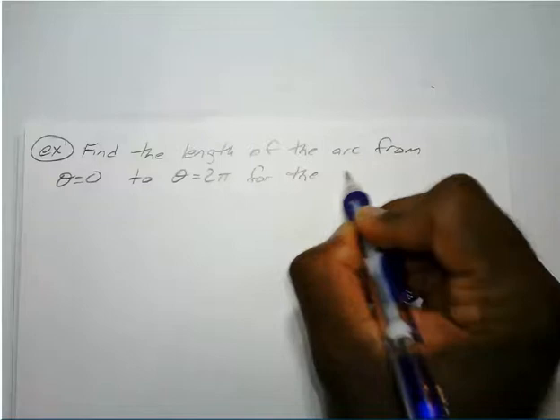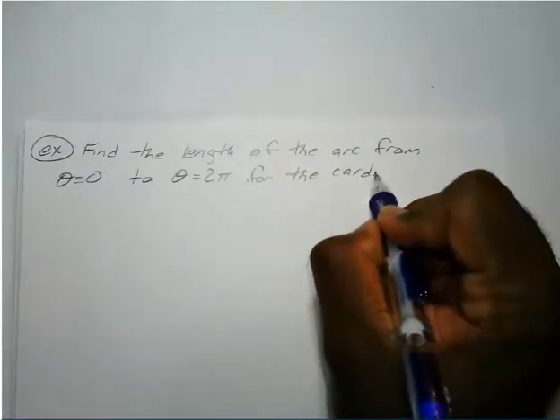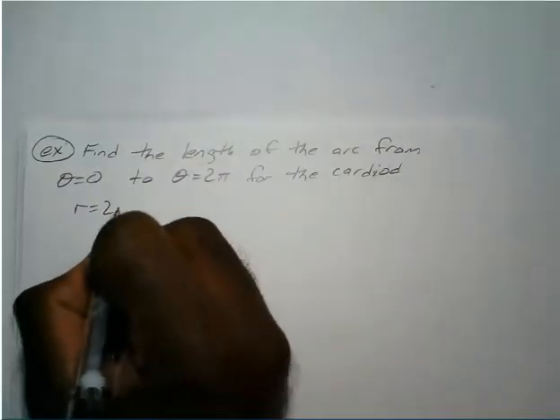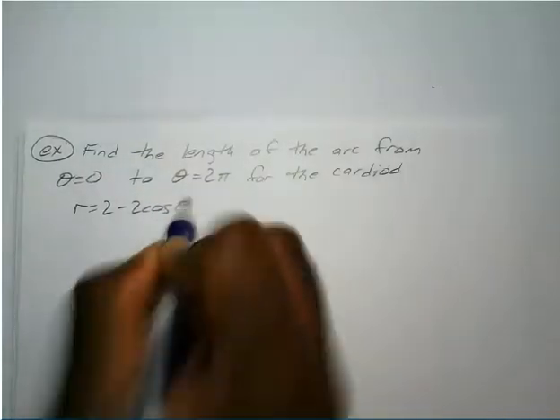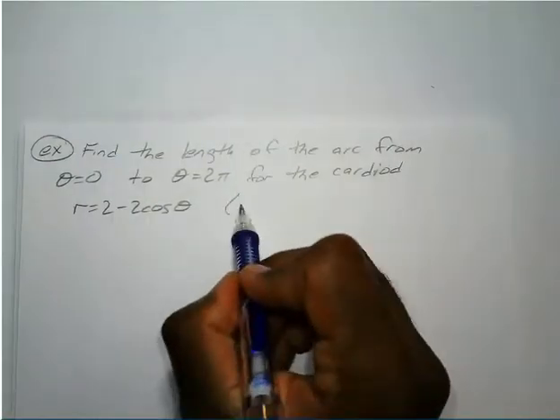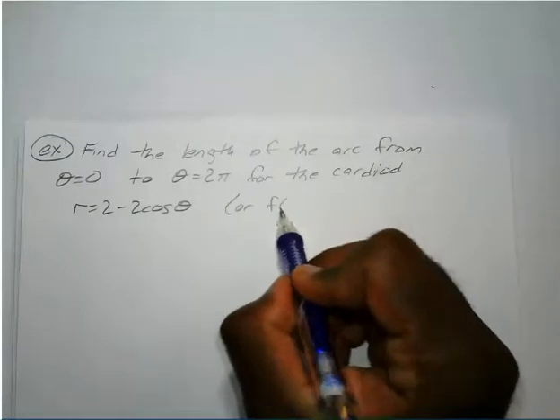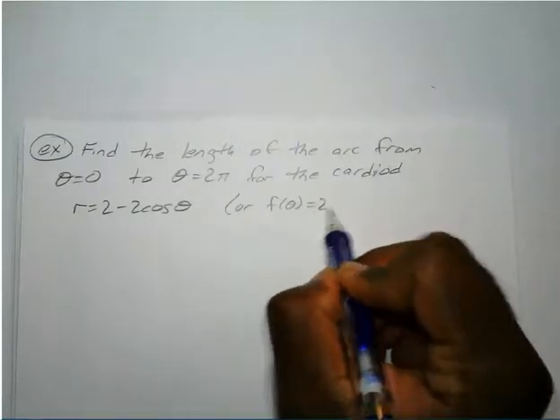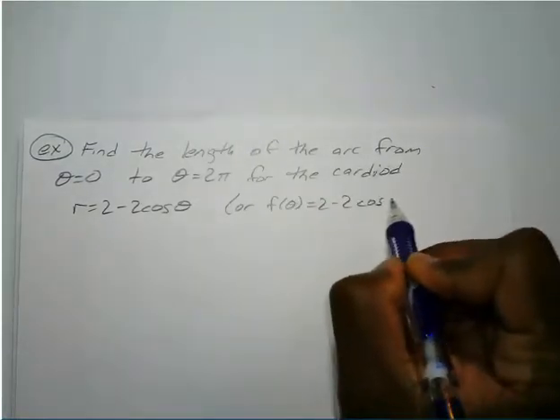for the cardioid, r equals 2 minus 2 cosine theta. Or if you wanted to write, you can write as r equals f of theta equals 2 minus 2 cosine theta.